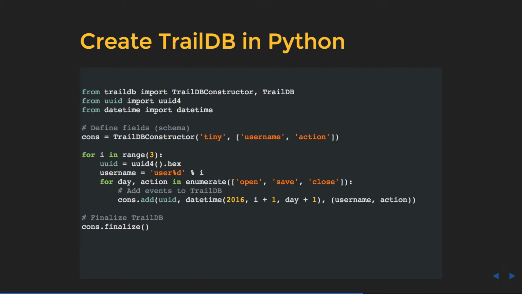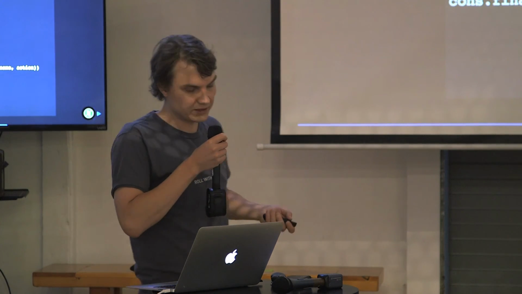In this example, we are going to generate synthetic data on the fly. So we assume that we are going to have 3 users, and we come up with some usernames. And we assume that every user performs 3 actions: open, save, and close. And then we add these events in TrailDB. There's a simple add method that takes the user ID, timestamp, and then the actual event, so some username and action. Of course, in a real application, you would have your own data source. Maybe it's an existing database, or maybe it's a CSV file, or maybe it's a massive fire hose of real-time data. But that's basically the interface that you get.